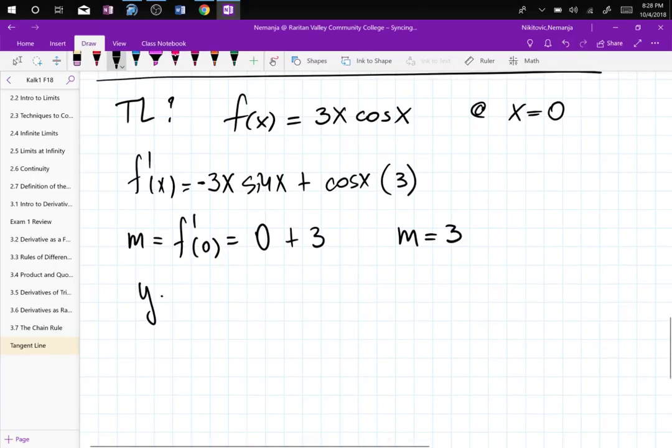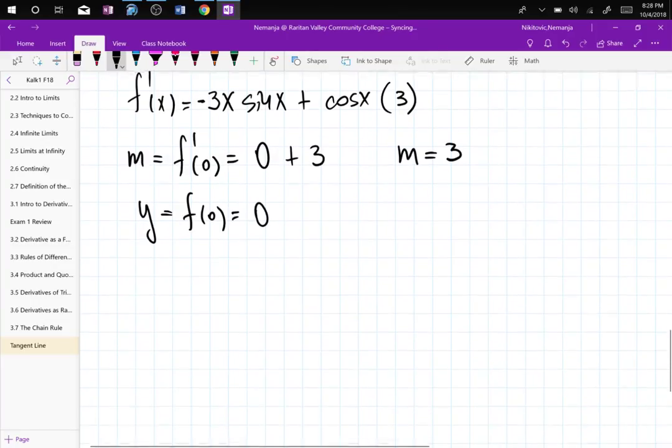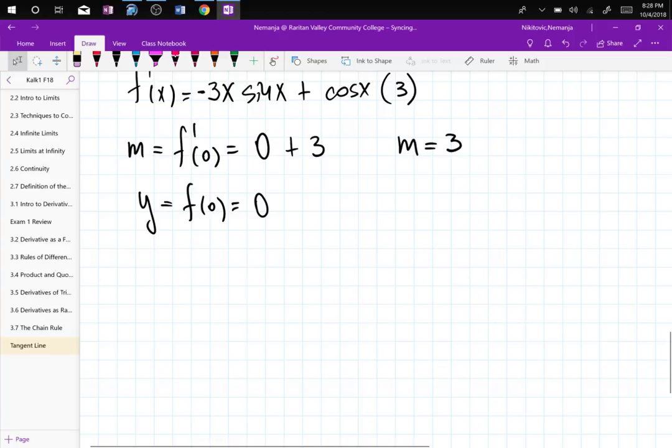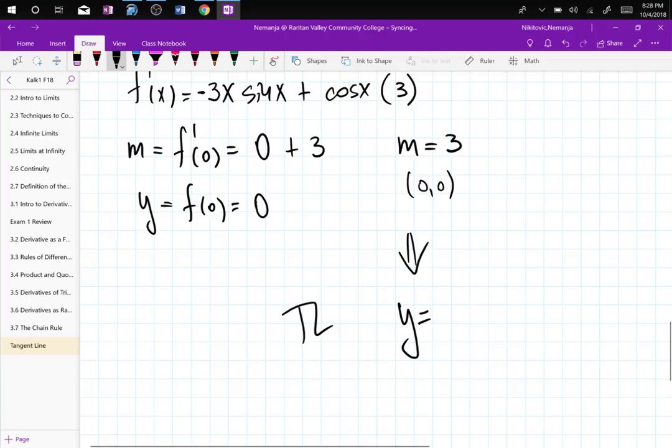Then we calculate the y value, which is f at 0, which is 0, because it's 3 times 0 times 1. So it's 0. And I have my slope is 3 and the point is 0, 0. Well, that has to be y equals 3x, right? Because the y-intercept is 0, 0. So the tangent line is y equals 3x, and that's that. At x equals 0.